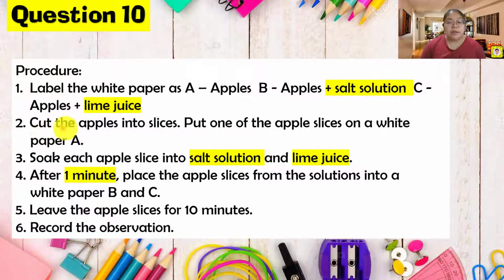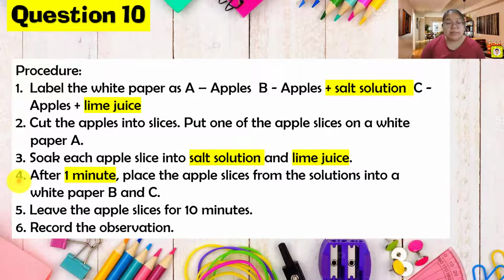Now you need to cut the apples into slices. Then put one of the apple slices on paper A. Then you soak the second one. One goes into the salt solution, another one you put inside the lime juice. So you need to mention, soak each of the apple slices into the salt solution and also the lime juice.